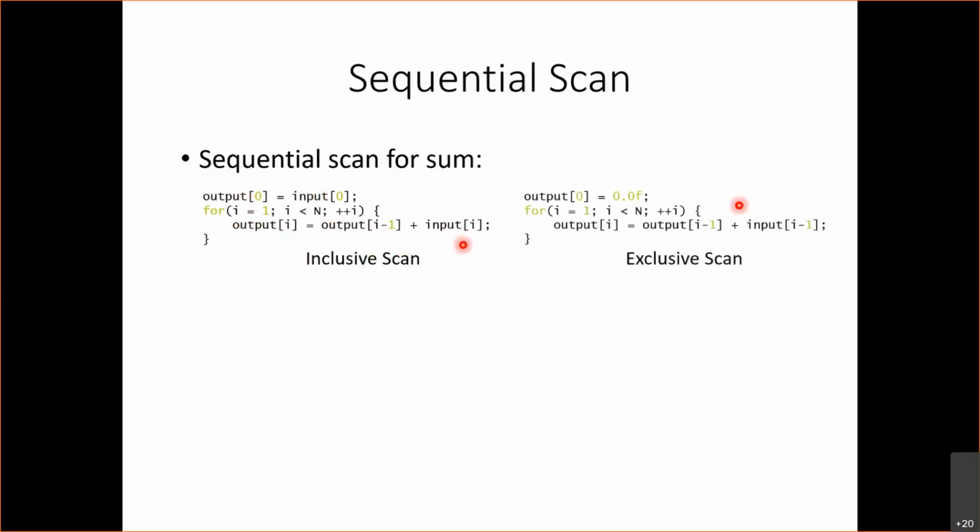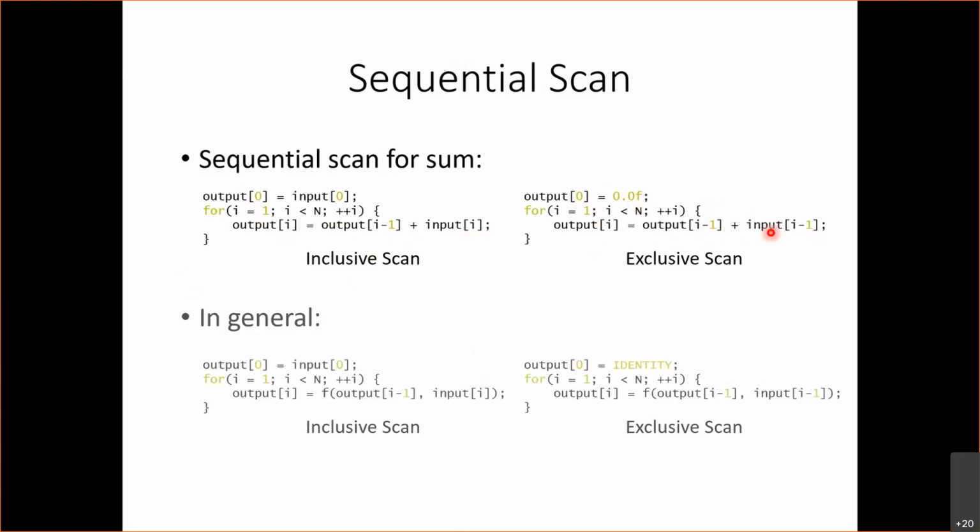With exclusive scan, we're going to initialize the output to 0, and then output of I is equal to output of I minus 1 plus input of I minus 1, as opposed to input of I over here. And in general, this is what the inclusive scan and the exclusive scan look like. Again, here, instead of 0, we have the identity value, and instead of addition, we just have whatever operator we are using to define our scan operation. Is it clear what scan does to everyone? Anybody have any questions?